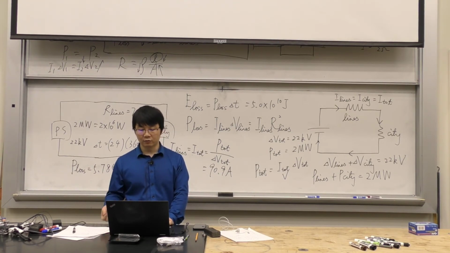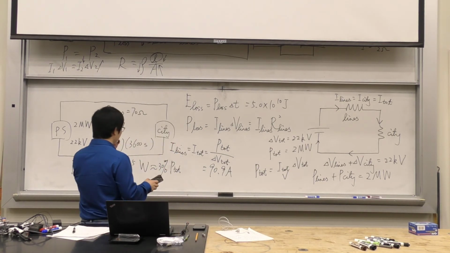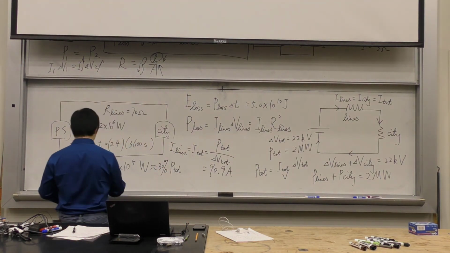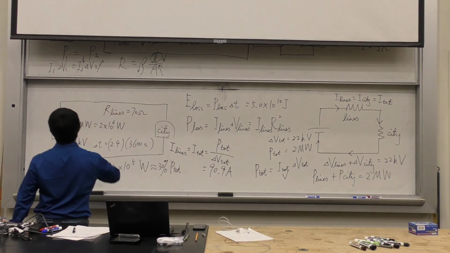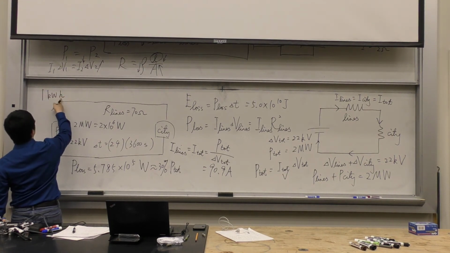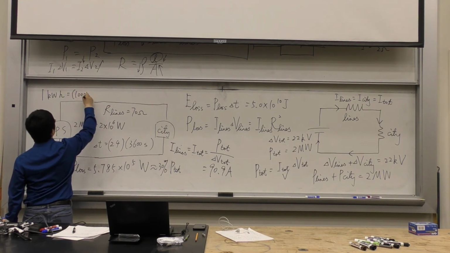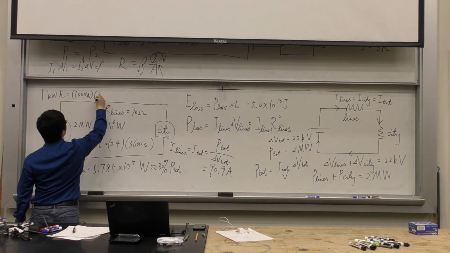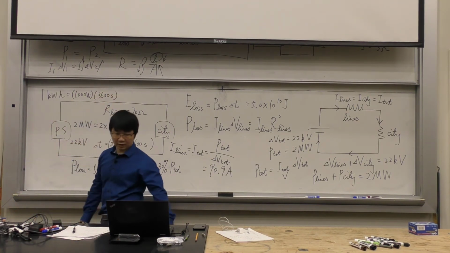So kilowatt hour is a unit of energy. If you've heard about it, it's not a unit for power, it's a unit for energy. If you want to convert kilowatt hour to joules, this is how you convert. This is actually a product of kilowatt and hour, so you just convert everything to SI units: 1,000 watts times 3,600 seconds, right?